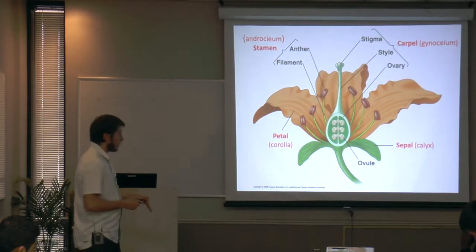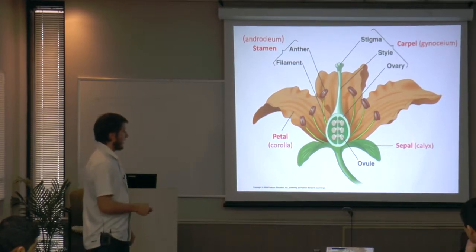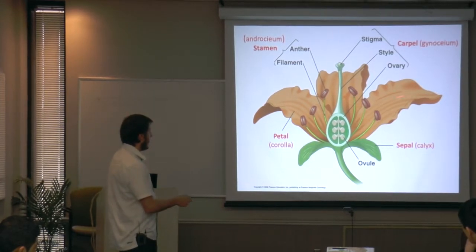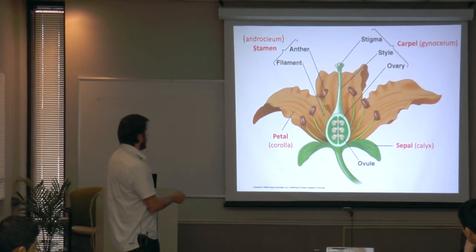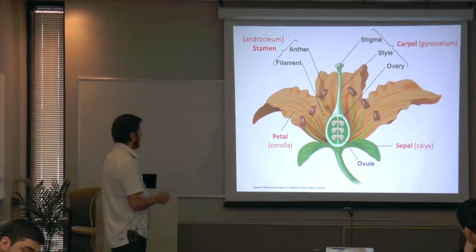But if we look at a cross-section, we can then see the fourth whorl, which are the sepals, which make up the calyx. So working in from the outside, the outermost whorl is the sepals. We then have the petals. We then have the male part, the stamen, which is made up of an anther that contains the pollen, as well as the supporting filament.